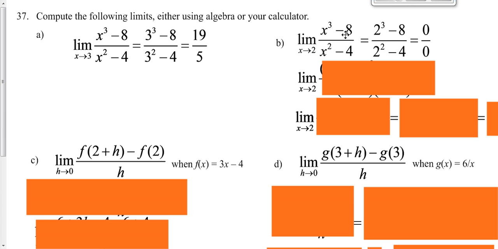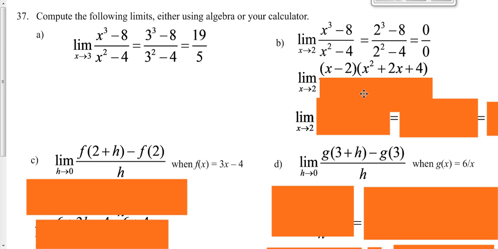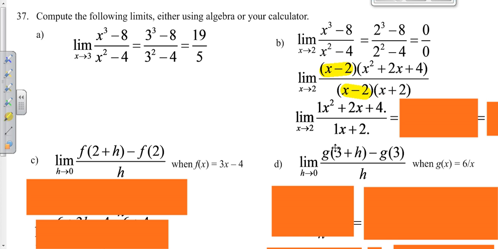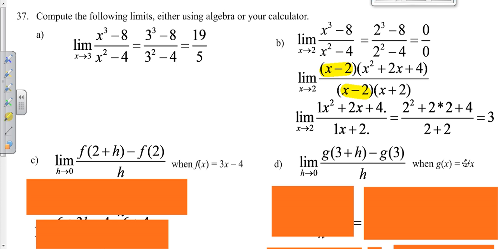Well, you'll notice the top is differences of cubes. So if we factor it according to differences of cubes, we get this. The bottom is differences of squares. Well, in that case, you realize, oh, I have a common factor top and bottom. And that drops out. So you look at what's left. You have your limit as x approaches 2, just of this stuff here. Well, then go ahead and try to just plug it in. Plug in your 2 here, and on the bottom. Well, in that case, you end up getting 12 over 4, which is 3.